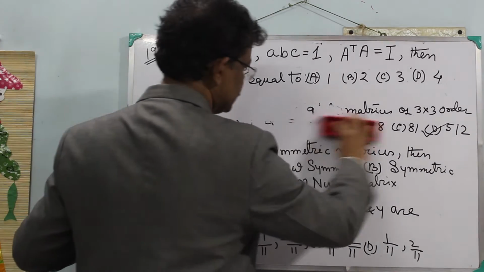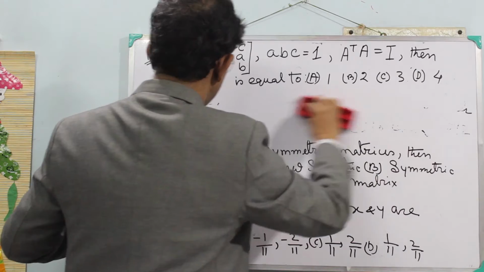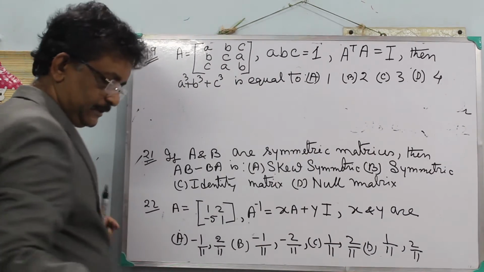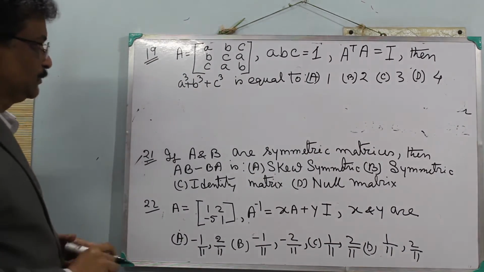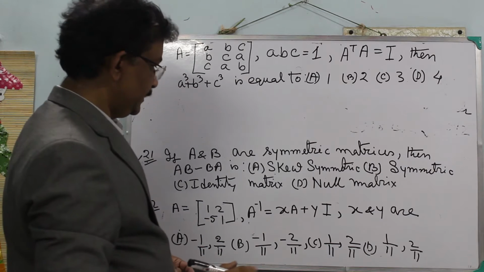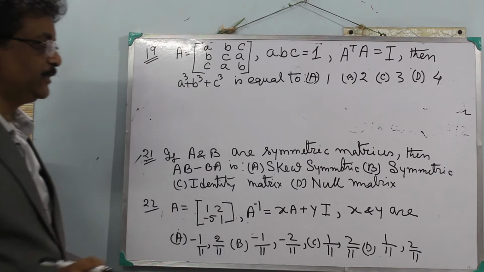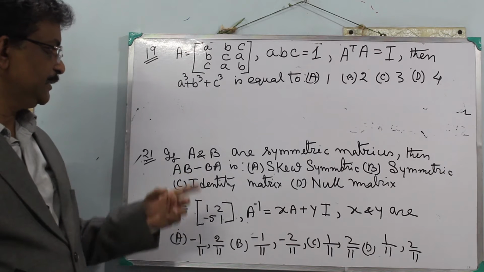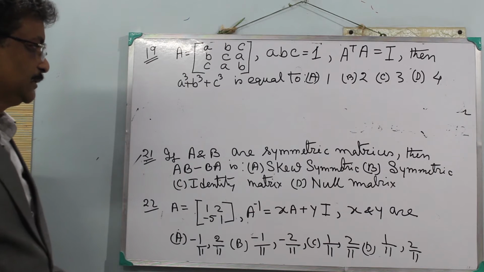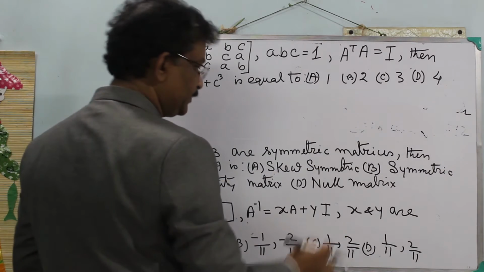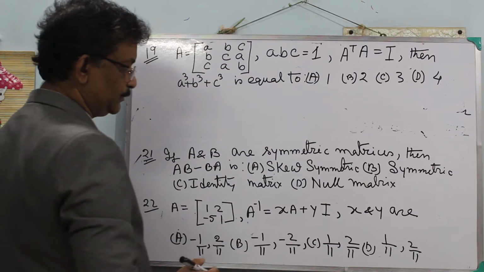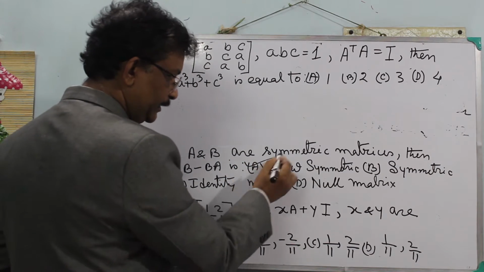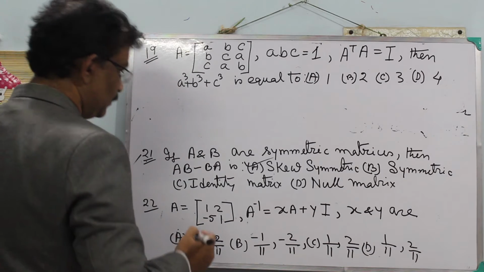Next, 22. 22 says if A and B are symmetric matrices. For a symmetric matrix, we know A transpose is equal to A. A, B are two symmetric matrices, both are symmetric. Then AB minus BA is what? Symmetric, identity matrix or null matrix. You try. The correct answer is A. It is skew symmetric. Why?